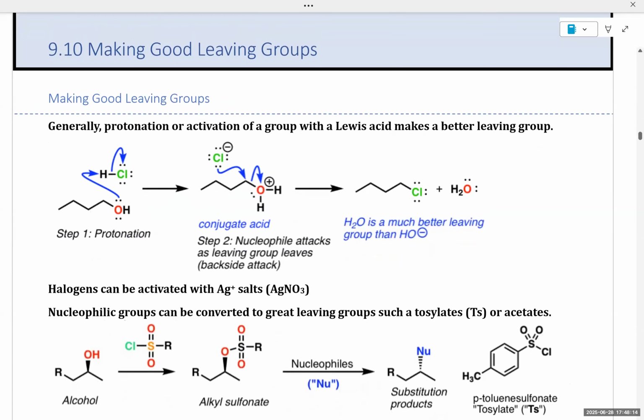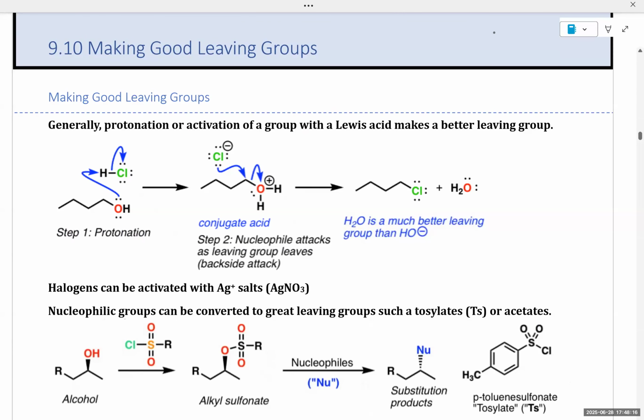Now, if you don't have a good leaving group, you can make one. Generally, protonation or activation of a leaving group with a Lewis acid makes a better leaving group. For example, hydroxide is not the best leaving group, but if we protonate our alcohol with acid, we generate water, which is a better leaving group, at least much better than hydroxide. This water leaving group can be displaced readily via an SN2 reaction. You can also facilitate and activate halogens via treatment with silver salts, such as silver nitrate.